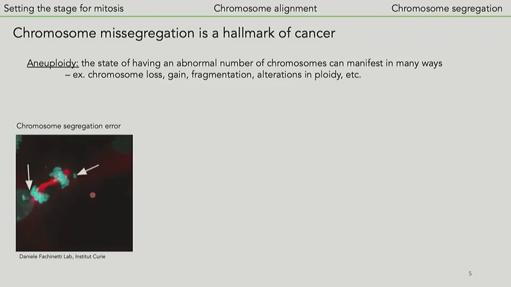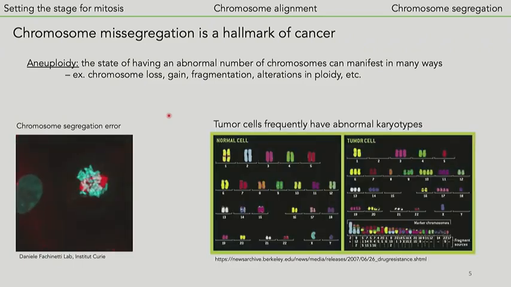This will result in a phenotype called aneuploidy. Aneuploidy is just having an abnormal number of chromosomes, and this can come from gaining an extra chromosome, from losing one, or from fragmenting chromosomes, so you just have little pieces of them. And here is an example of what a karyotype of a tumor cell might look like. As we talked about, in a normal cell, and as I'm sure you've heard in your other biology classes, we are primarily diploid, meaning we have two copies of every chromosome.